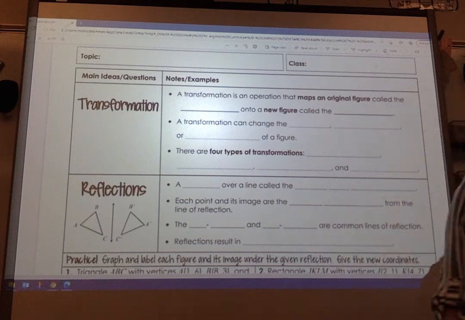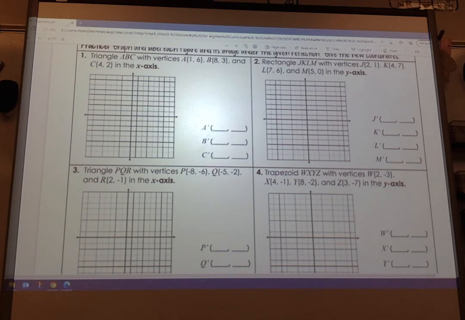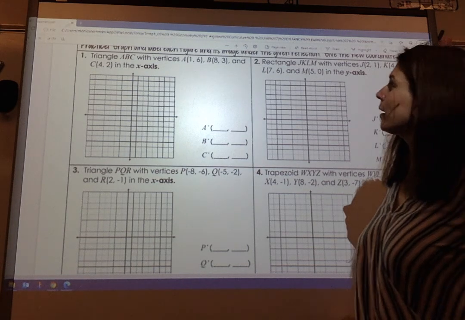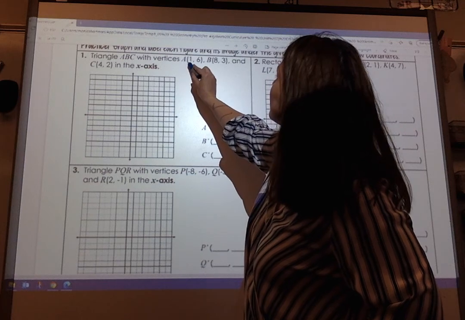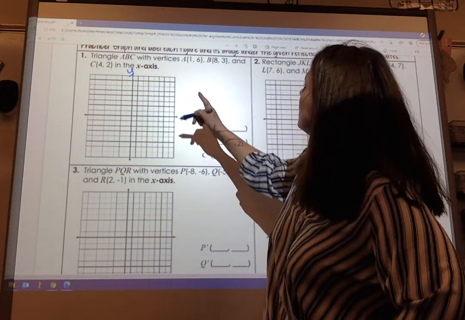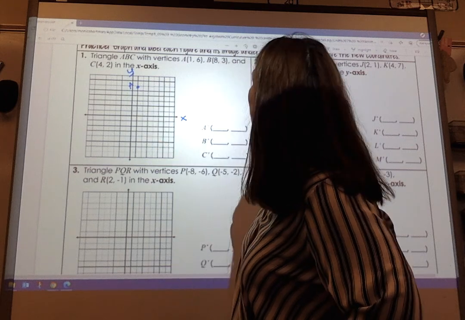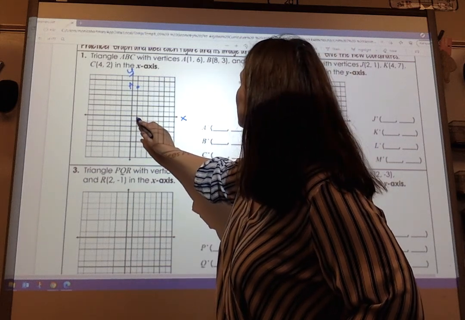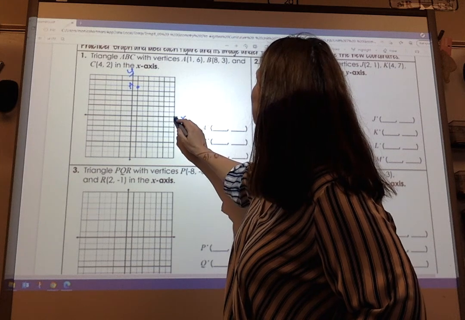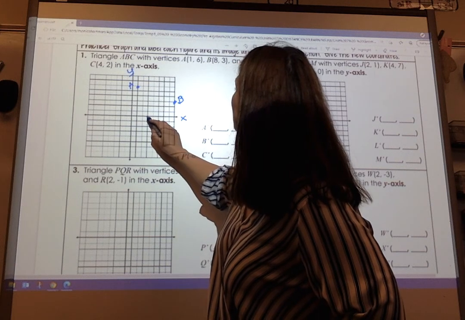All right, move this up. So we're going to do the left side together, and then we're going to come up with some rules. So we're going to do 1 and 3. Okay, so triangle ABC with vertices 1 and 6. So first I'm going to plot the points. This, of course, is my x-axis and my y-axis. So here's 1, 6, 1, 2, 3, 4, 5, 6. So that's where A is. My B value is 8. So 1, 2, 3, 4, 5, 6, 7, 8. Up 3, that's my B. And C is 4, 2. So 1, 2, 3, 4, 1, 2.